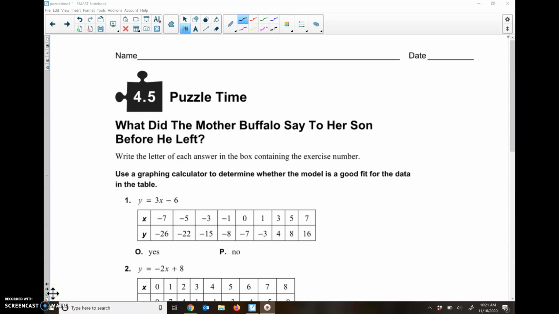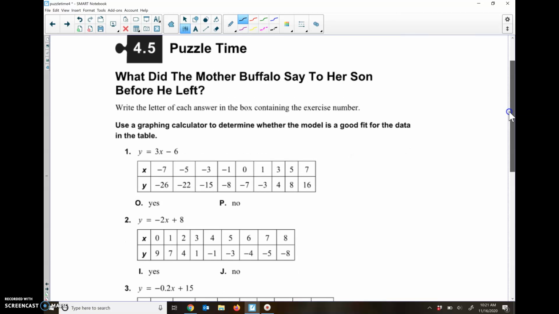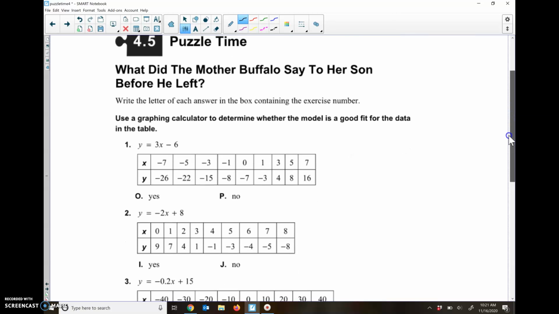What did the mother buffalo say to her son before he left? So I've heard this joke a couple times before. I assume you all have too, so you can probably guess the answer without even looking at the options here.